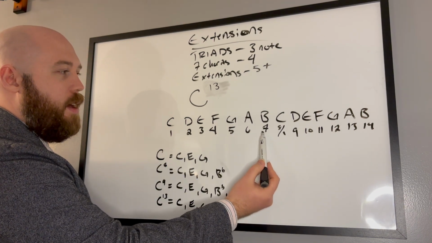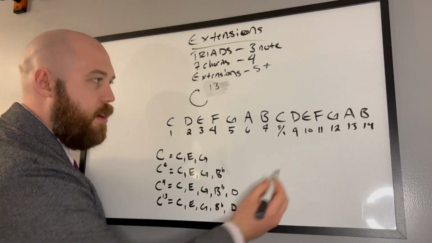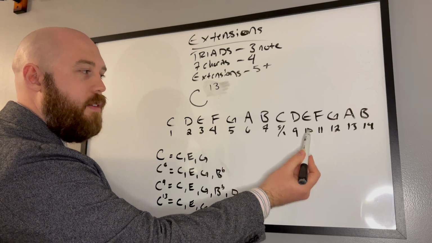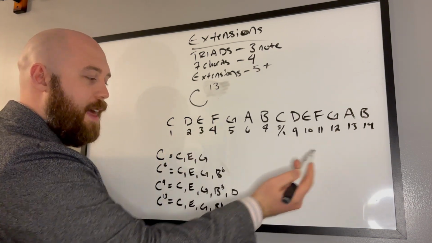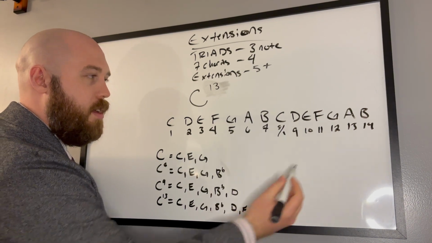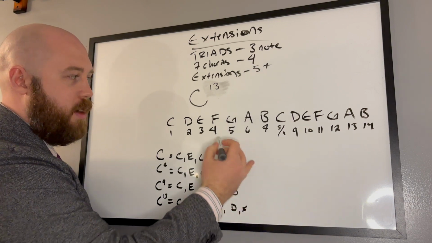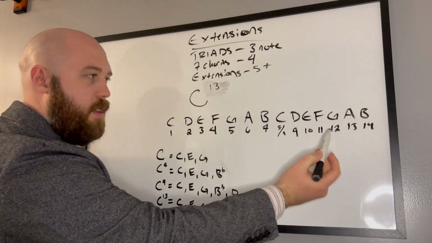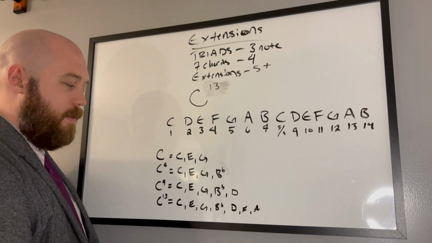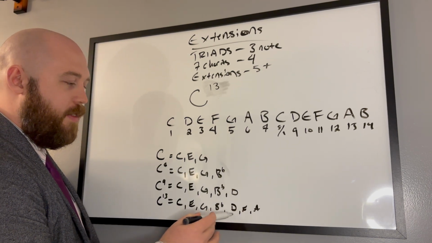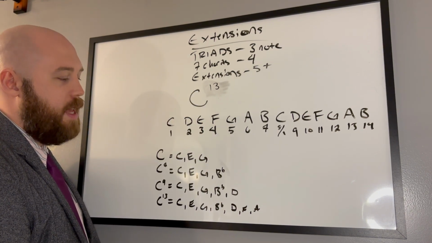So we have our flat 7. 9 would be in here. We already have an E, right? We already have it covered, so we're not going to add that. 11 would be in here. And then we have a 12, the 5th. You wouldn't call it the 12 because it's already in the chord. And there's your 13, A. Okay, so how many notes is that? 1, 2, 3, 4, 5, 6, 7 notes in a C13 chord.